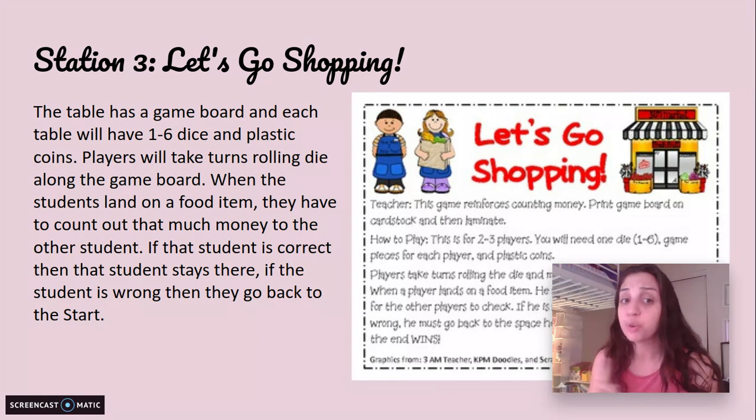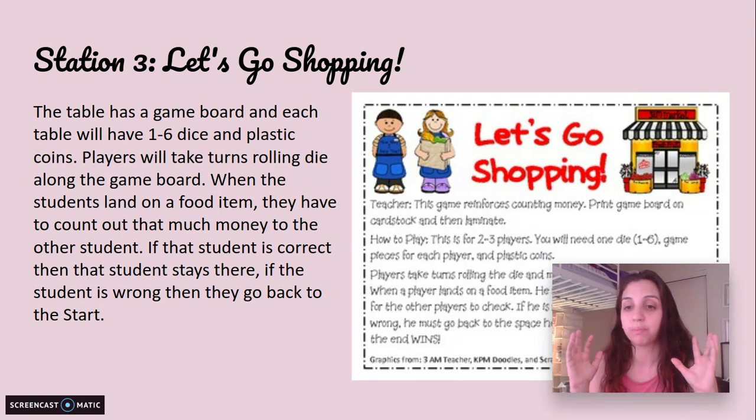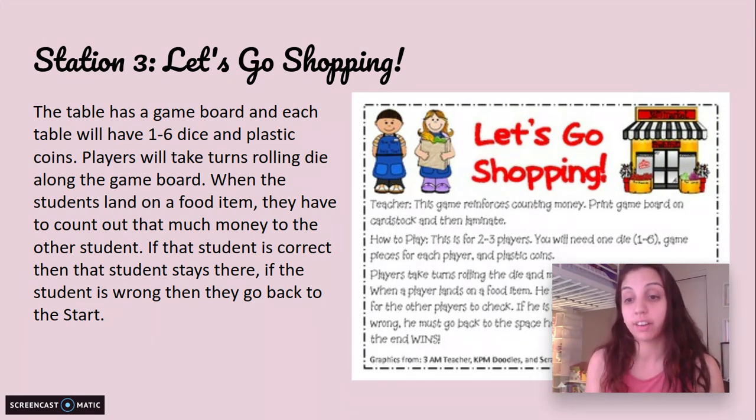If they land on a food item, they have to count out that much money to the other student. If that student says it's correct, then they stay there. But if they're wrong, they have to go all the way back to the start sign. So it relies solely on your counting, and it's mainly focusing on accuracy. When the students are counting this out to their partner, I'm going to be encouraging them to go slowly. And we also went over certain ways of how to count money. So that is all.